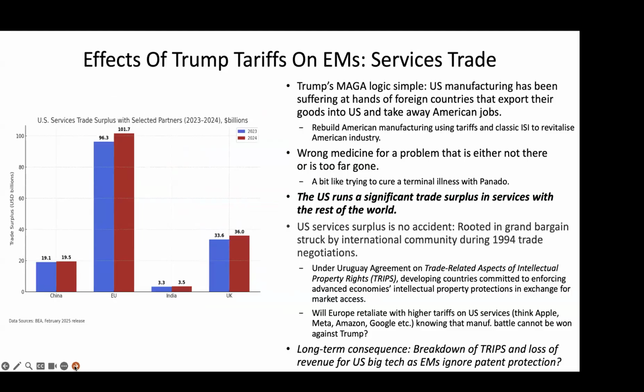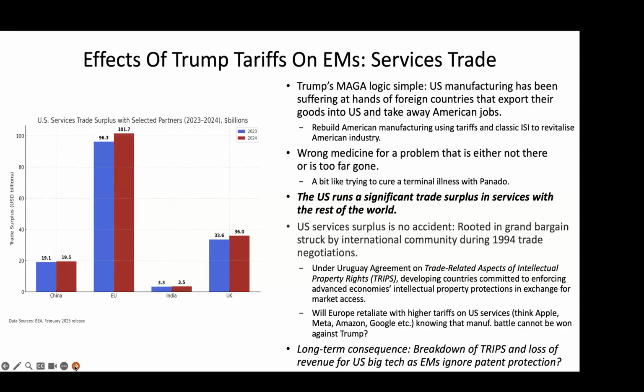Now, one of the things I thought I'd put in here, and I'm going to swing back to EMs a little bit more, is that we often forget that, yes, the US runs a goods deficit with the rest of the world, but the US runs very significant services trade surpluses with the rest of the world, right? So think of services as all the products we know: Meta, Amazon, Google, Apple, Netflix, all these services that we consume where the provider is basically the US, is a really important component of US trade relations.